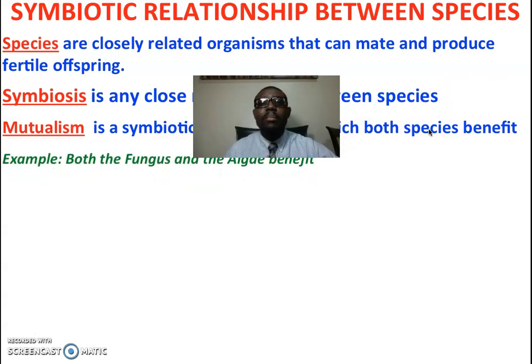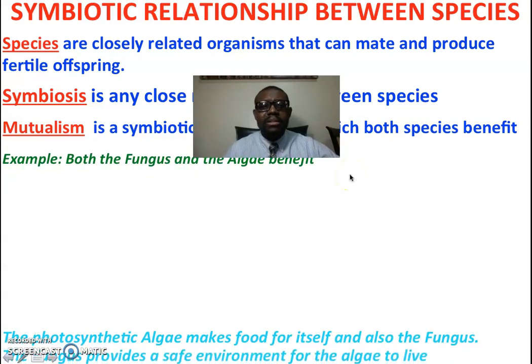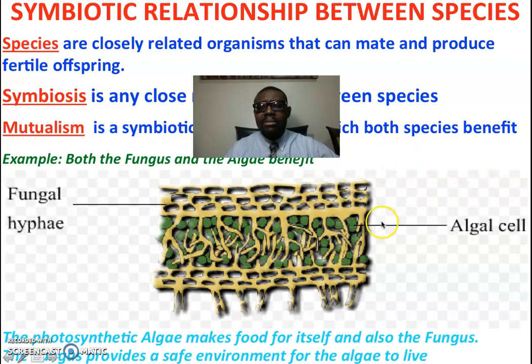So here we are looking at an example of a mutualistic relationship. And this relationship is between fungus and algae. The algae is green, photosynthetic, an autotroph. So that means the algae is able to produce food. And the fungal hyphae provide shelter, a suitable environment for the algae to survive and make food. So the algae makes the food, the fungi provide a suitable environment for the algae, and the fungi also receive some of the food made by the algae. So in this relationship called mutualism, both organisms benefit.